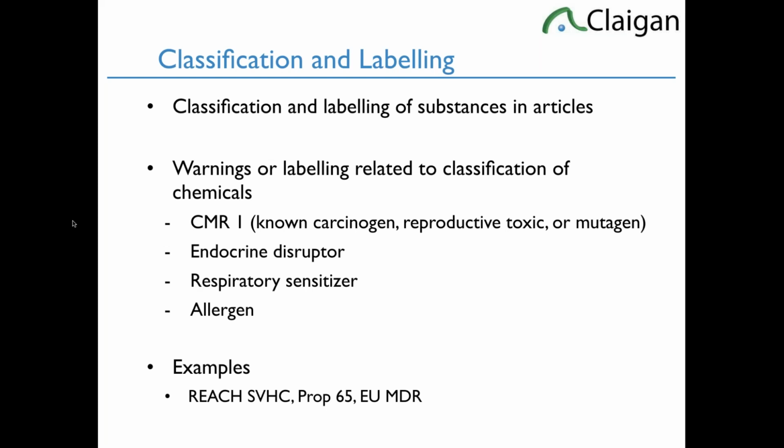So REACH SVHC has all of these, as does Prop 65, which only has the carcinogens and reproductive toxins. Endocrine disruptors are not explicitly in unless they're reproductive toxins. However, Prop 65 has about a 1,000 times stricter limit for reproductive toxicity than the general EU or international limits. So often endocrine disruptors end up being under Prop 65 anyways, like 2-MBT, mercaptobenzothiazole, a very common vulcanization agent in rubber. It's a sulfur-based vulcanization agent. It's one of the thyroid disruptors.